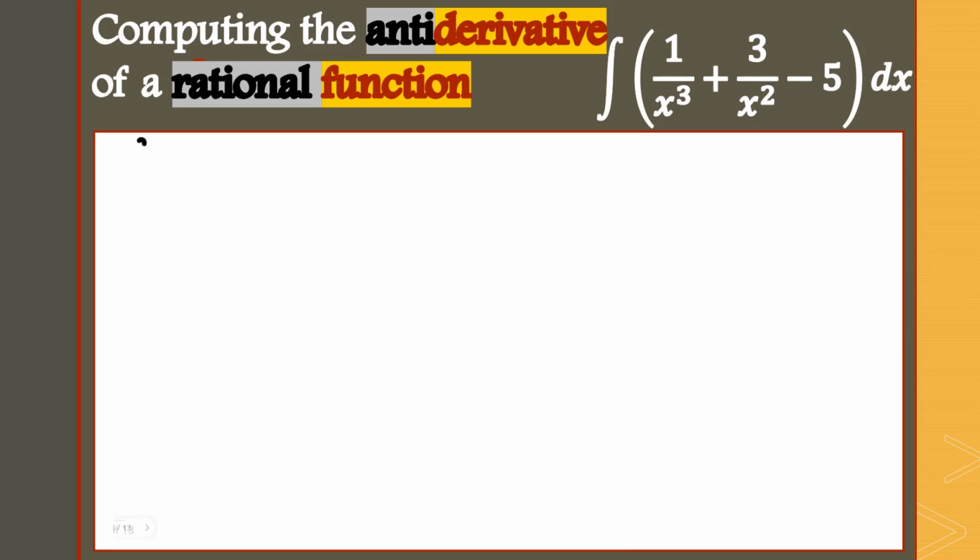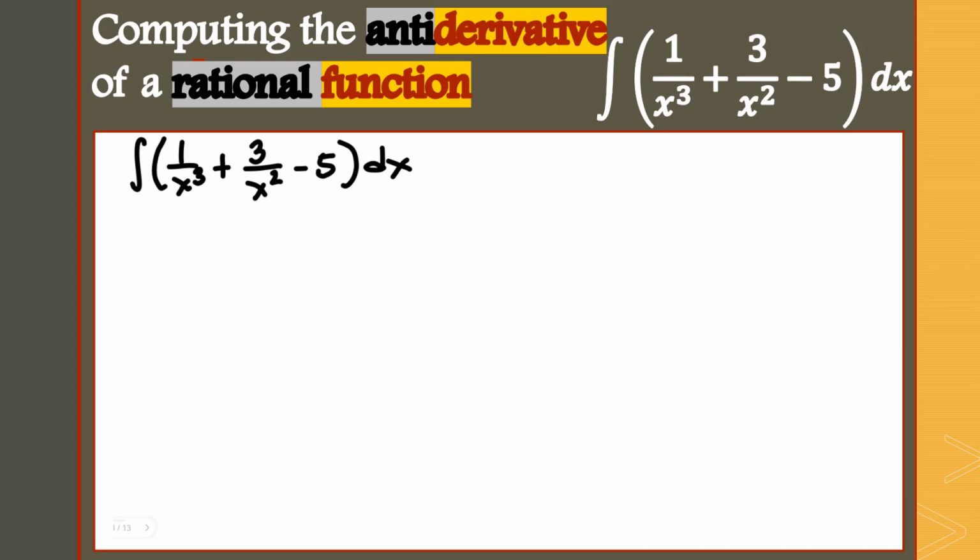We have here the integral of 1 over x cubed plus 3 over x squared minus 5 with respect to x. Yes, this is an example of a rational function because when you look at the first two terms, we have a variable in the denominator. And of course, if you would like to combine them into one expression, you'll be looking for the LCD, which is x cubed and applicable for all the terms.